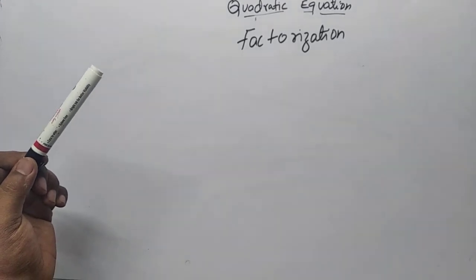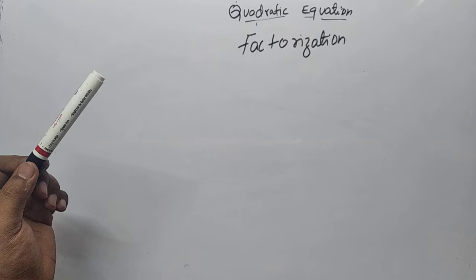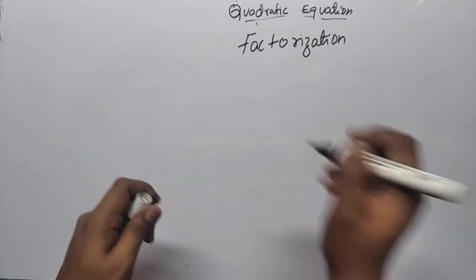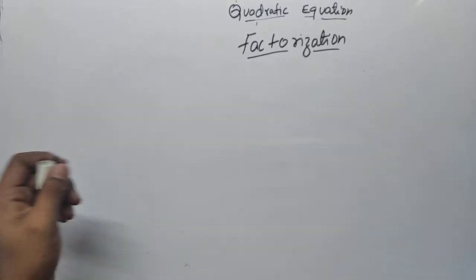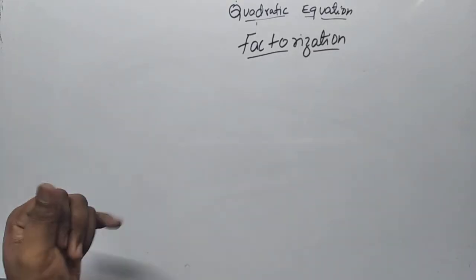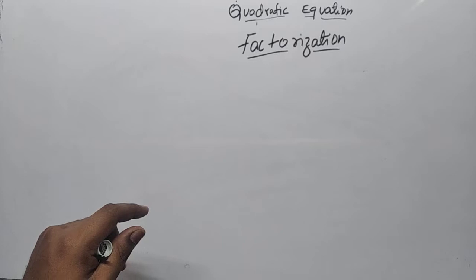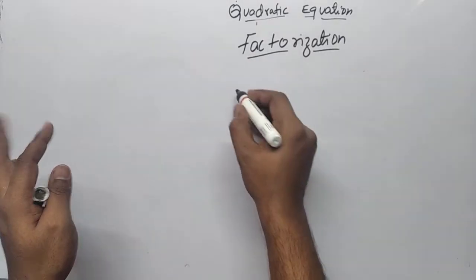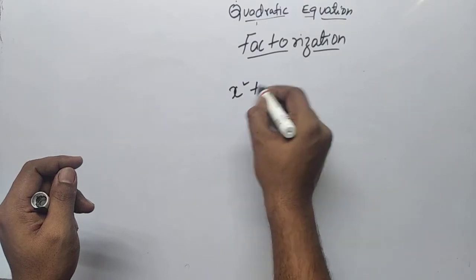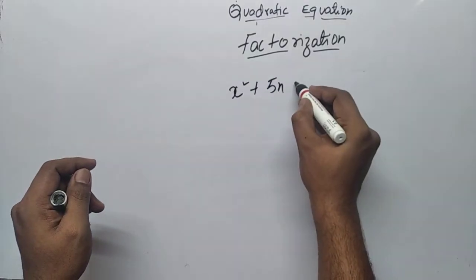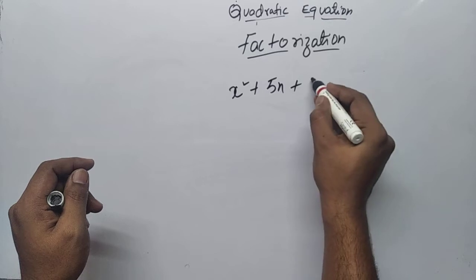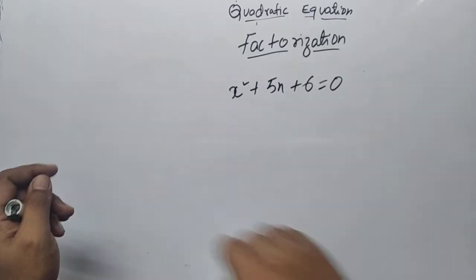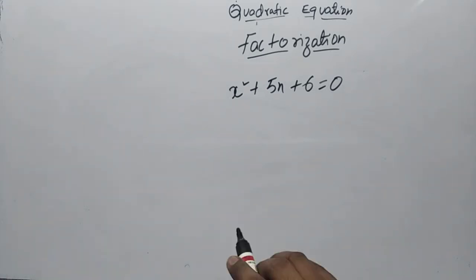Okay, hi everyone. In the last class, I explained the introduction to the quadratic equation. As I told you, in this video I will be explaining the factorization method. Most of you were waiting for this video. In factorization, I will take a quadratic equation as an example: x square plus 5x plus 6 is equal to 0. We have to find the solution for that.